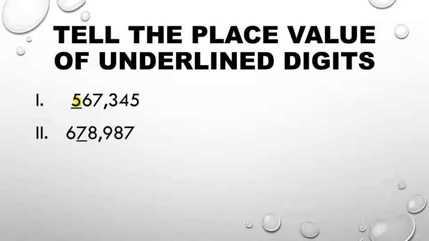In the second question you can see that 7 is underlined. So yes, very quickly please tell me its place value. Yes, it is 70,000. And in the third question, this 5 is underlined and its place value is 5 millions.